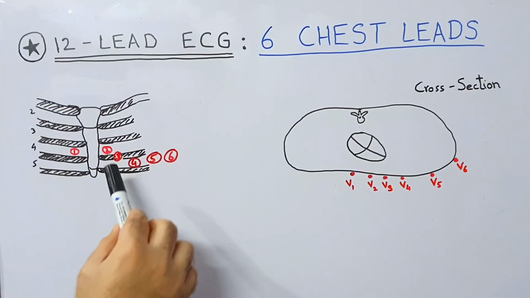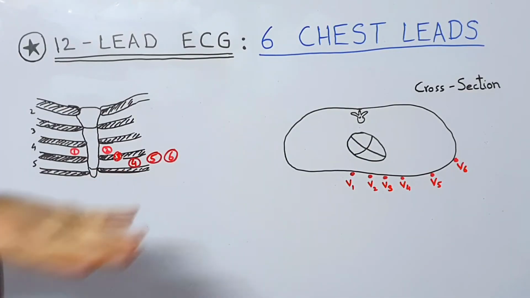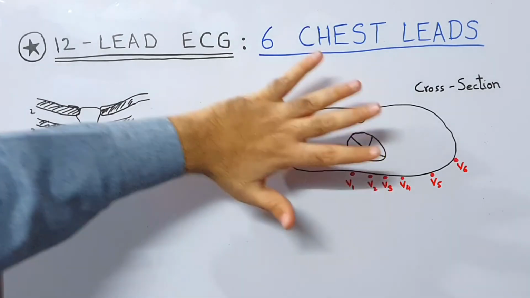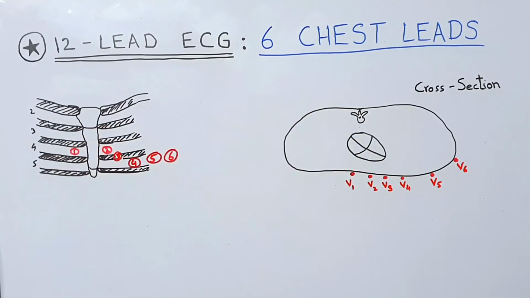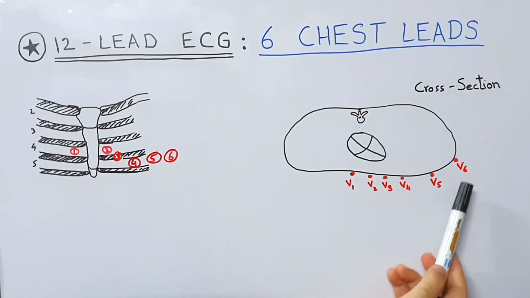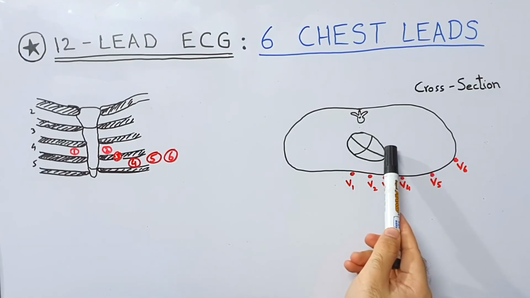So these electrodes are seeing the heart from a horizontal angle. They are seeing the heart from a cross-sectional angle or from the horizontal plane. V1 and V2 are seeing the right side of the heart. V3 and V4 are seeing the interventricular septum. V5 and V6 are seeing the left side of the heart.